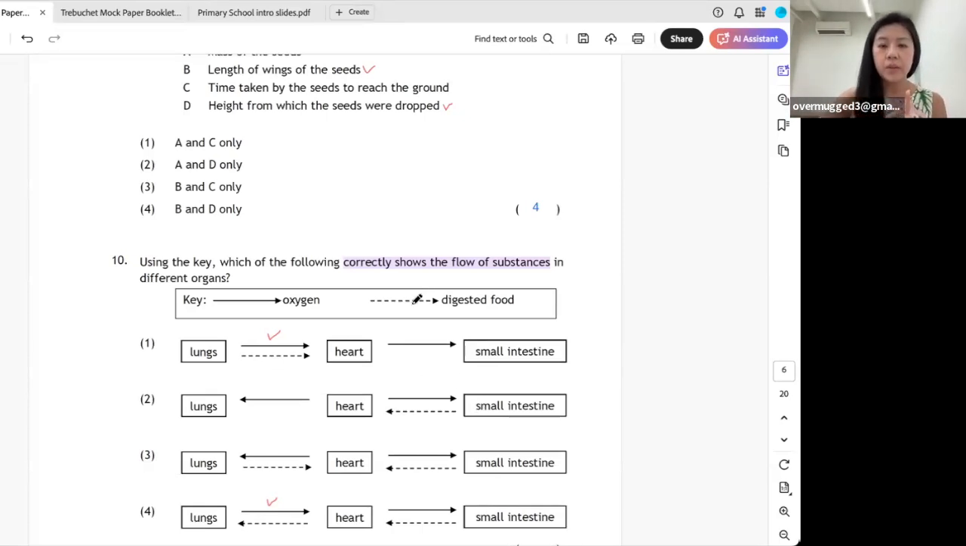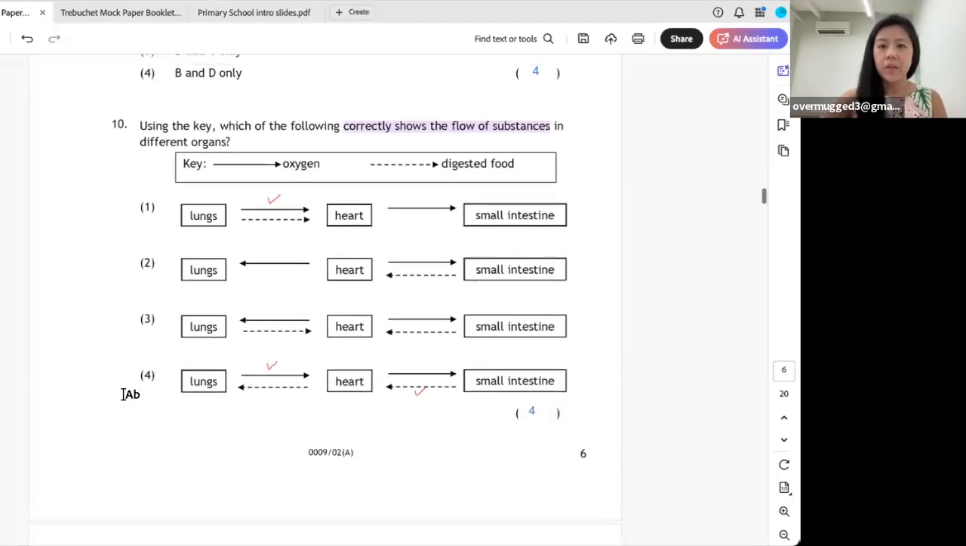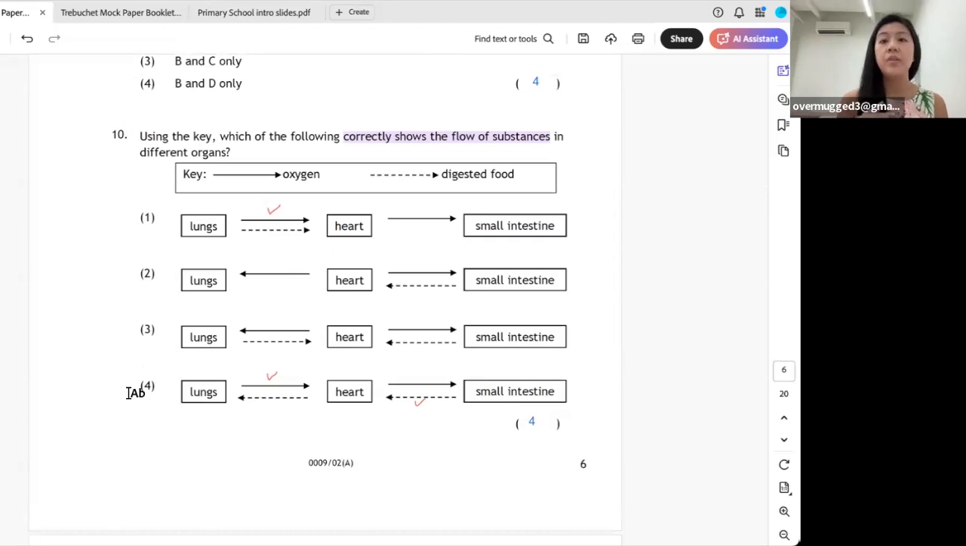Okay, so for the dotted arrows, we are looking for food going from the small intestine to the heart. Okay, now because we've already narrowed down our answer to option 1 or 4, you realize there's a missing arrow here for the small intestine to the heart, which means we only have one possible answer left, and that would be option 4. Okay. So for the topic on circulatory system, you need to eventually be able to draw the link to our digestive system. That's combining what you've learned in primary 3 and primary 5 together.